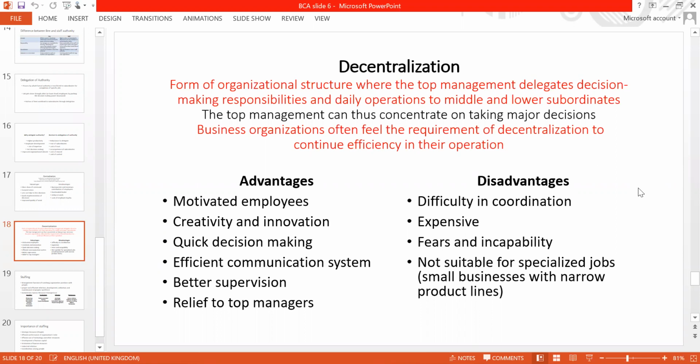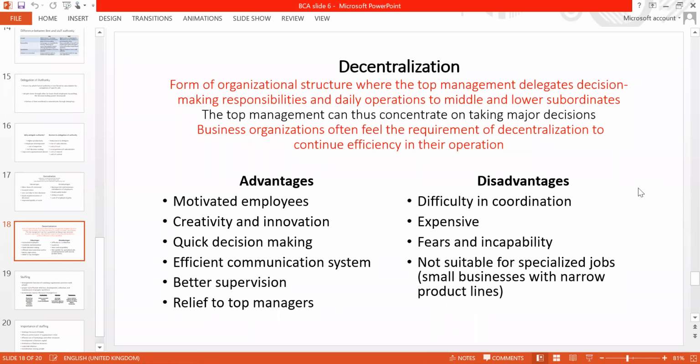Fears and incapability. If you have the decentralized structures and your branch manager or your division manager is not capable, then it will take the organization to disaster.